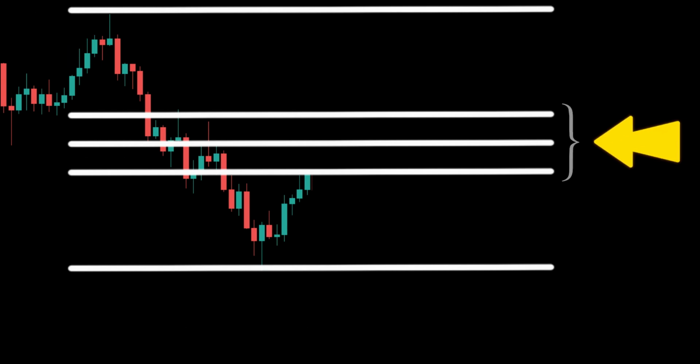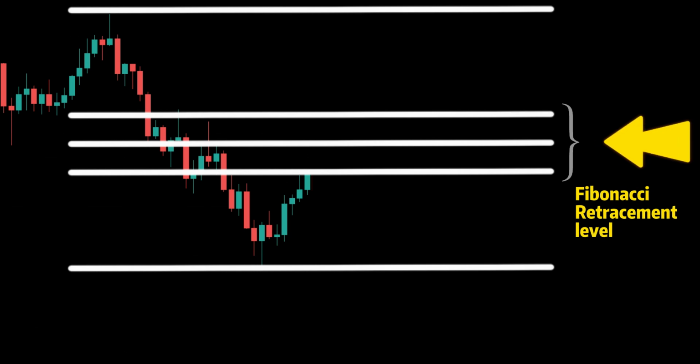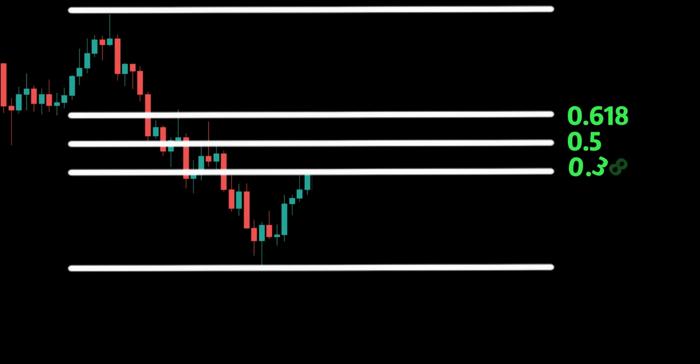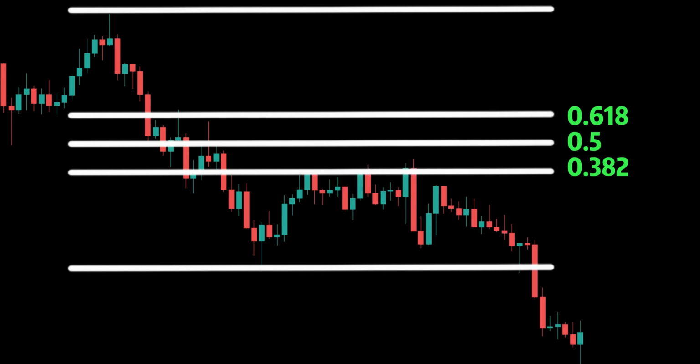The three lines that we get in the middle are the Fibonacci retracement levels. They are 38.2, 50 and 61.8% of the entire move. In a downtrend, the price will find resistance at these levels. As you can see, the price found resistance exactly at the 38.2 level.